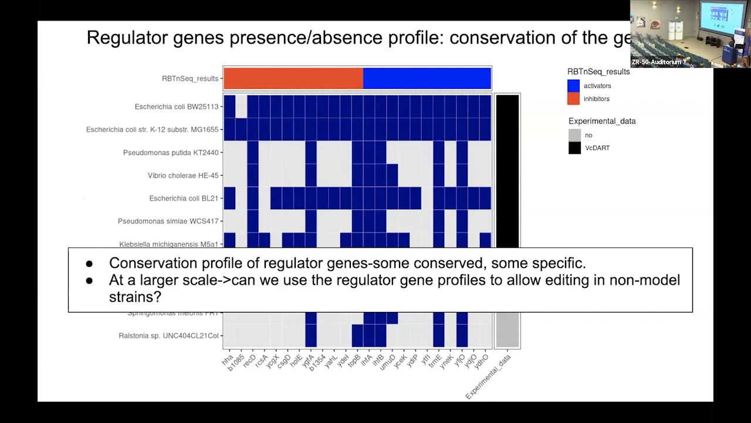So 11 genomes is a very small data set, but we have found some conservation profiles. Some genes are group specific, some genes are present in all 5 genomes. So the next step was, what if we look at a larger scale? Can we find similar trends if we look at a larger data set? And can we then use this information to find some non-model strains to edit?